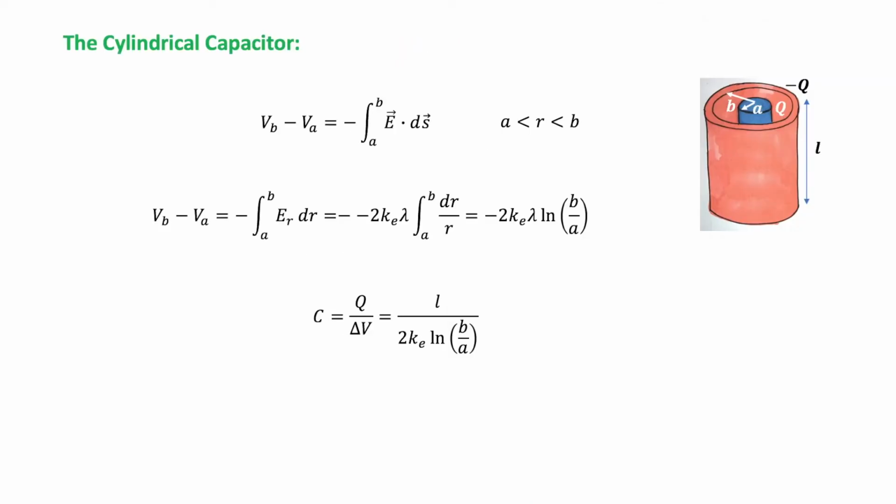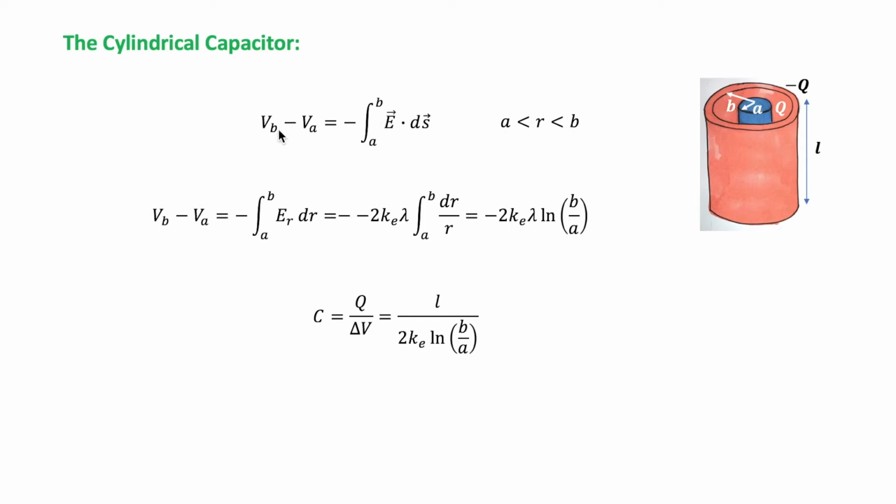So we will now consider the cylindrical capacitor. Suppose we have a cylindrical conductor of radius A and charge Q that is coaxial with a larger cylindrical shell of radius B and charge minus Q. And suppose the length of both cylinders is L, and suppose that L is large compared to either A or B. So we can ignore the edge effects, and the electric field is confined to the region between the cylinders and is perpendicular to their axis, okay? So it's radial like that.